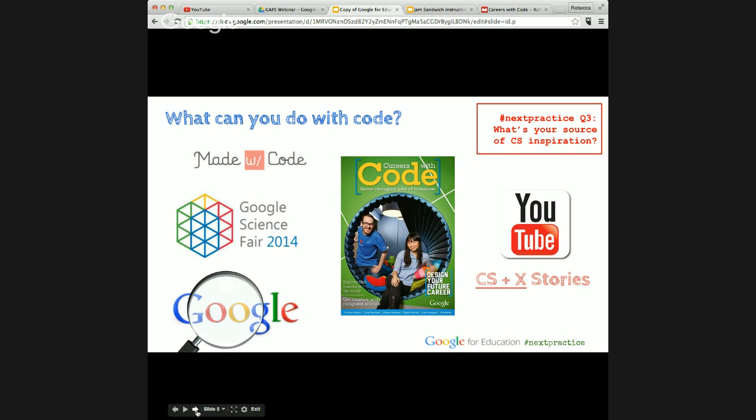Another one of my favorites is looking at the previous entries of the Google Science Fair. And these stories are amazing only because they have students sharing their passions and coming up with problems that they want to solve. And it's really inspiring. So I really encourage you to go and have a look at those past Google Science Fair projects.